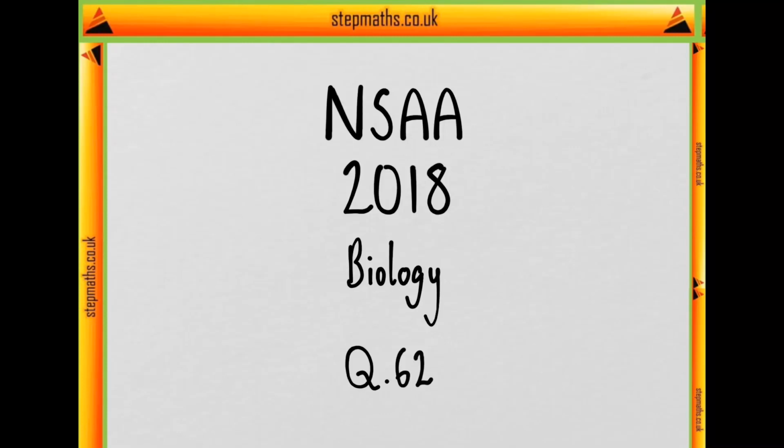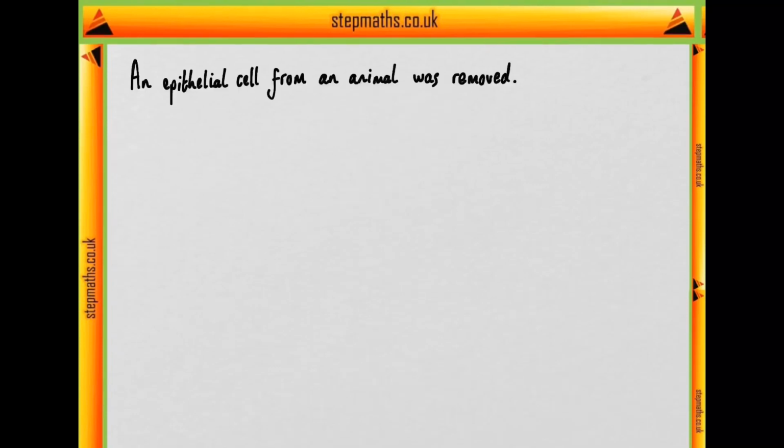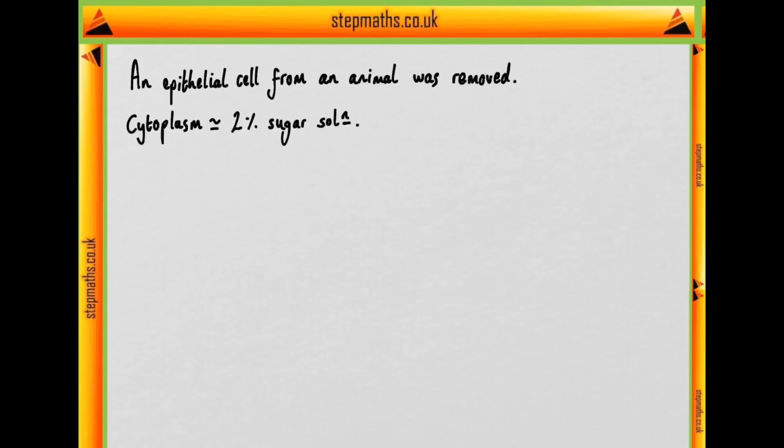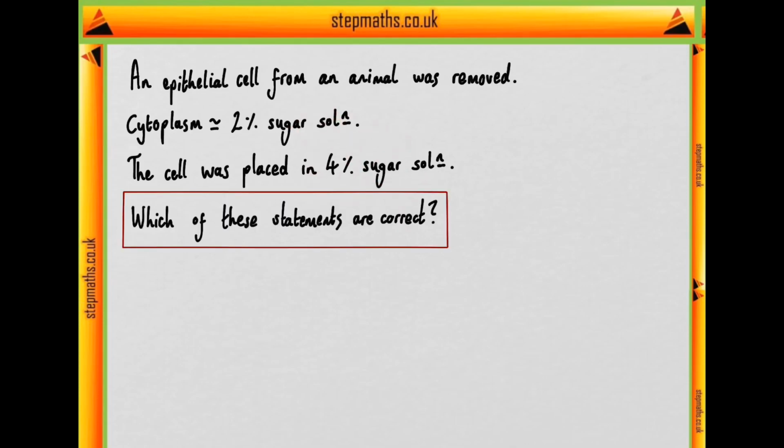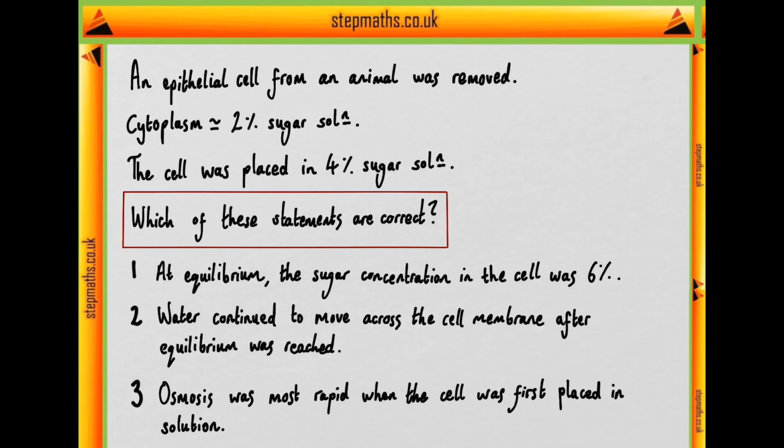This video will cover question 62 from the biology section of the 2018 NSAA paper. In this question, we're told that an epithelial cell from an animal was removed and that the cytoplasm of this cell could be considered as a 2% sugar solution. The cell was then placed in 4% sugar solution, so this is a more concentrated sugar solution than the cytoplasm, and then we're asked which of these statements is correct.